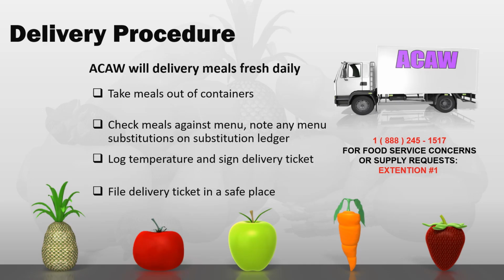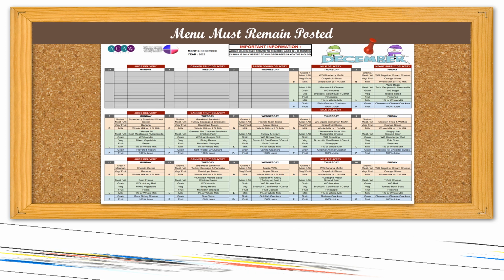ACAW will deliver meals fresh daily. Take the meals out of the container, check meals against the menu, note any menu substitution on the substitution ledger, log temperature, and sign the delivery ticket. File the delivery ticket in a safe place. If you notice any errors or missing items, please call ACAW right away at 1-888-245-1517, extension number 1.